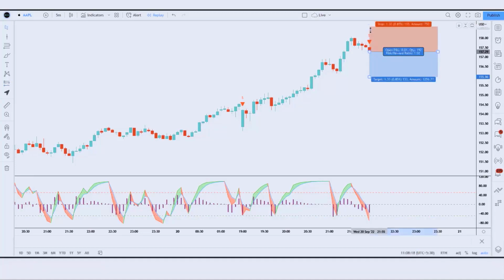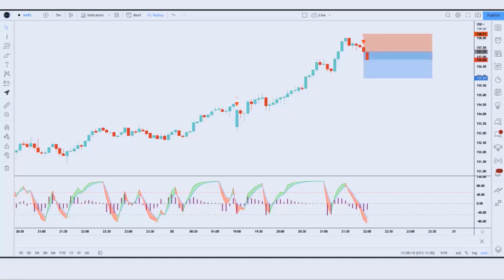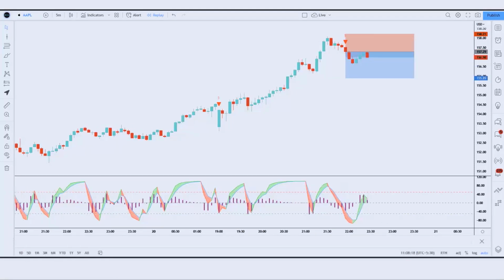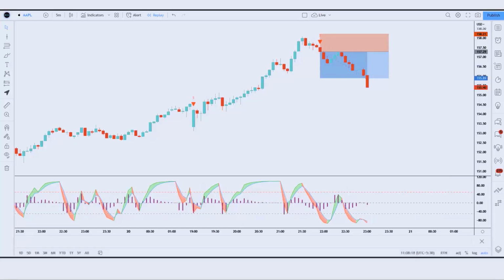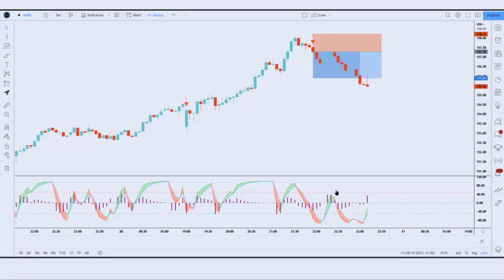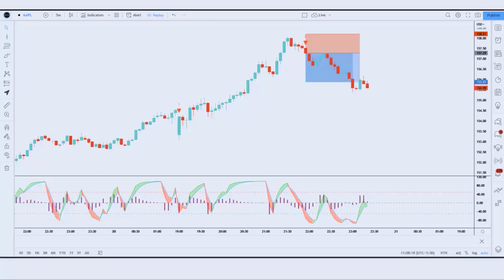Our stop loss will be placed at the high of the previous candle. And the risk to reward ratio will be 1:1.5. The market has completely hit the target. I hope you have understood this trading strategy. Let us now understand the long position.